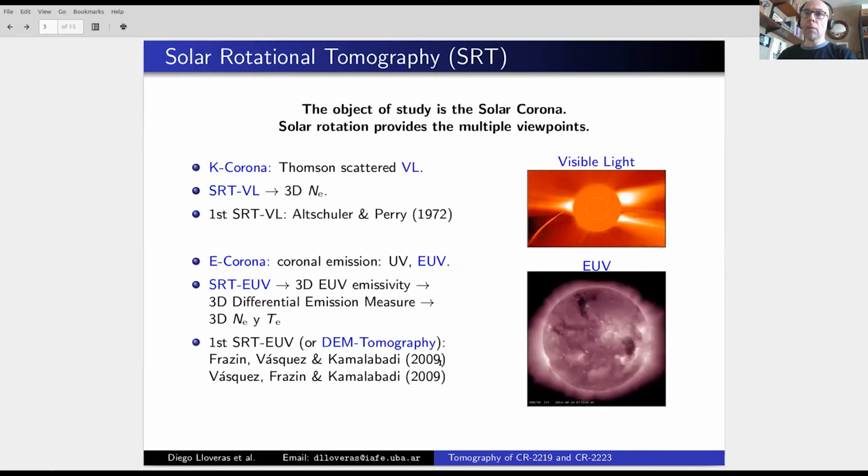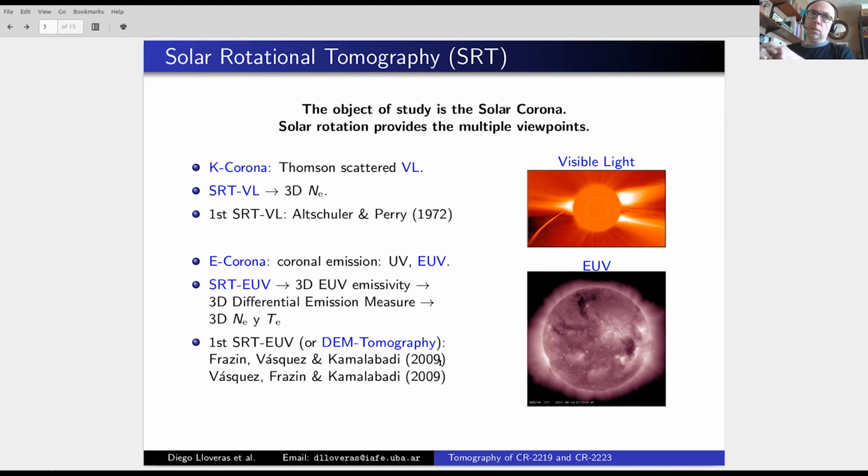So very briefly, in tomography, you basically use the solar rotation to provide the different views that you need to pose an inversion problem. So originally, tomography was developed for white light, visual light images. So what you see is the K corona, and as you all know, this provides a diagnostic for the electron density of the corona. And more recently, we have extended the technique to be applied to EUV images.